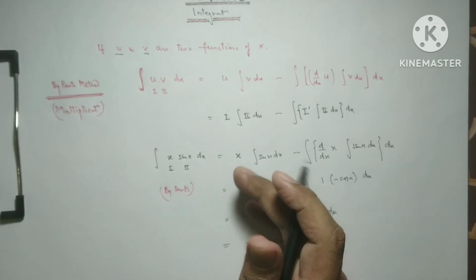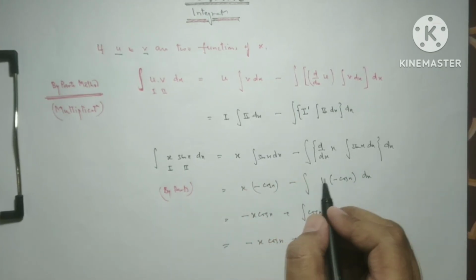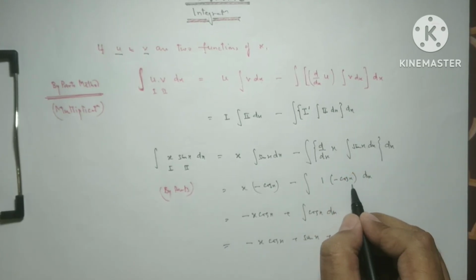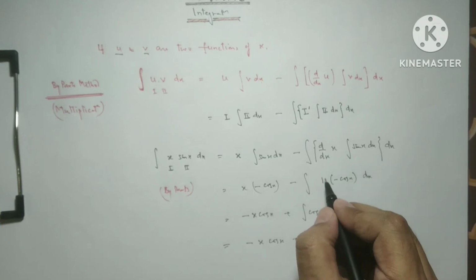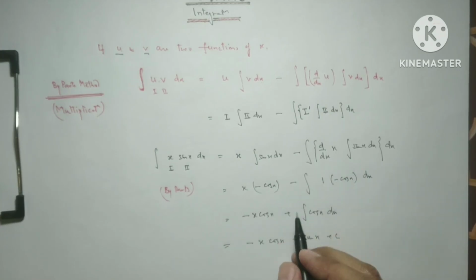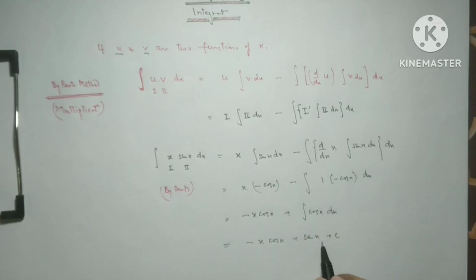When we simplify this, it is x and the integration of sin x is minus cos x, minus the differentiation of x, which is 1, and the integration of sin x is minus cos x. The product of this is minus cos x, then this minus and this minus become positive. So now we have cos x as the resultant, and again we integrate this. The integration of cos x gives sin x. So the result is minus x cos x plus sin x plus c. So this is the answer.